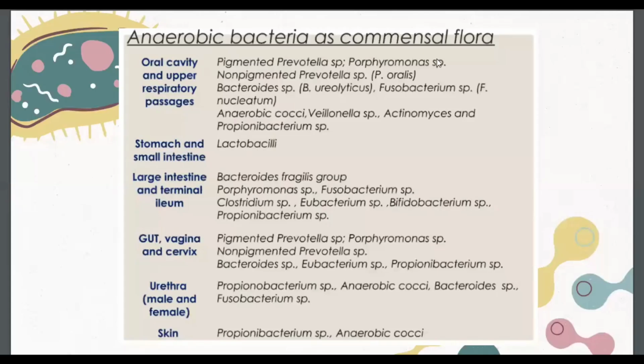So the anaerobic bacteria are commensal flora. They are found in the oral cavity and upper respiratory passages. The stomach and small intestine have lactobacilli, and the large intestine and terminal ileum have the Bacteroides fragilis group. The gut, vagina and cervix have pigmented Prevotella, the urethra in both male and female has Propionibacterium, and also the skin.